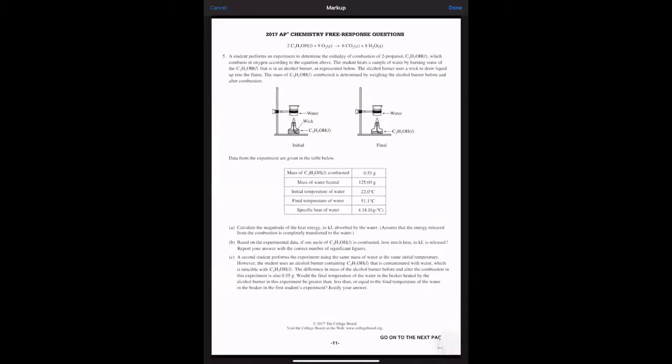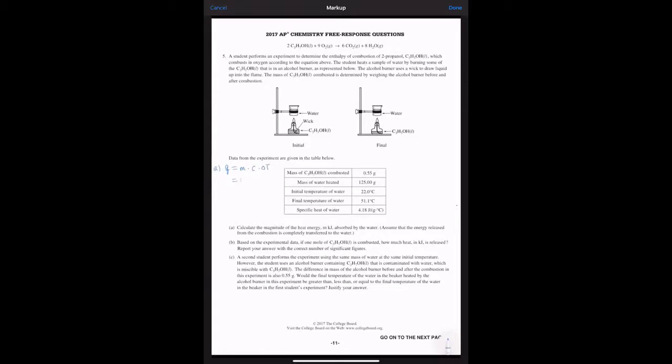For question 5, let's see the first part. We need to find the heat evolved in this combustion process. For this one, I can just use the equation I write here, for part A. The Q, the heat evolved in this process, equals mc delta T. And we can find all the information in the table we have.